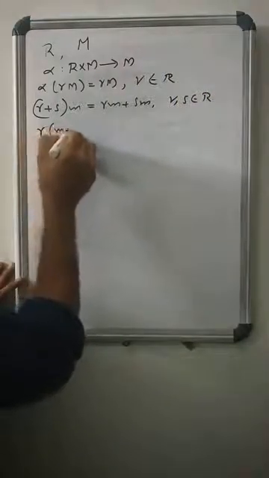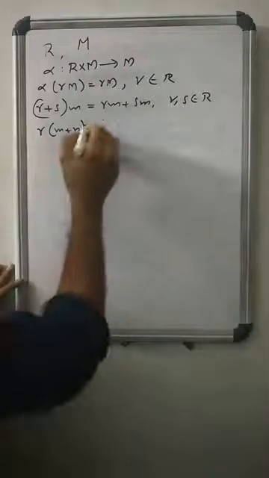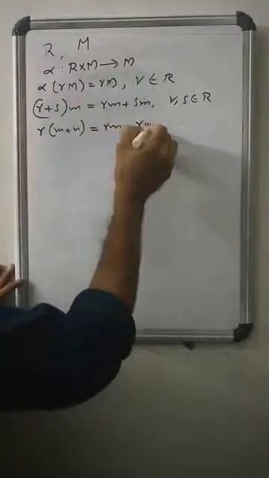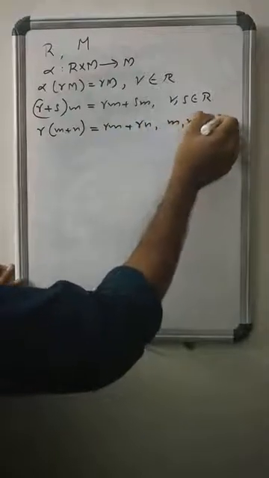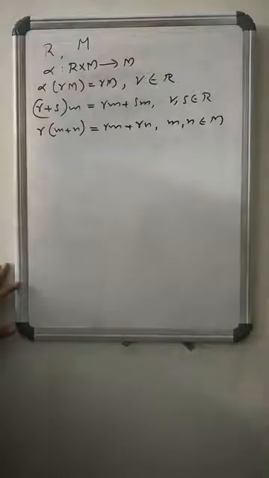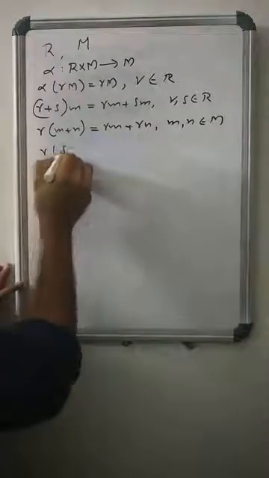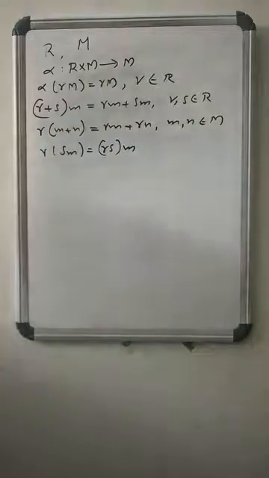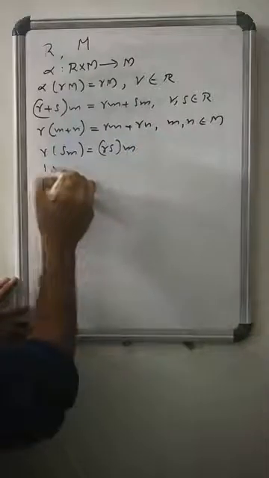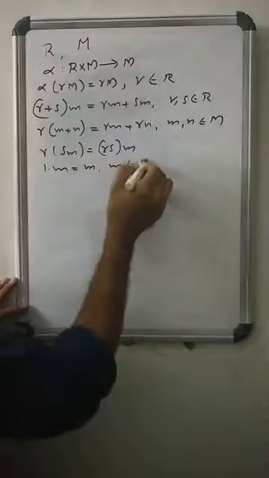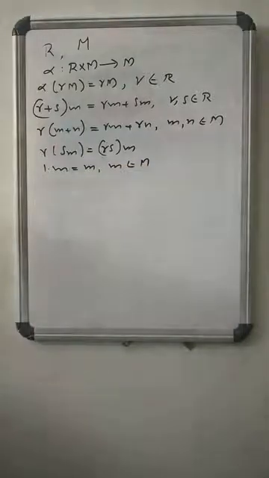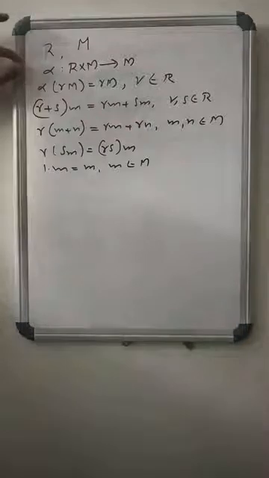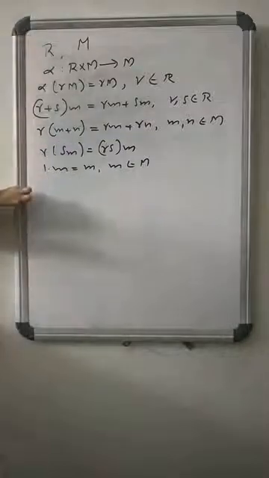Again, r into (m plus n) equals rm plus rn, where m and n are in M. Then r into (sm) equals (rs) into m, where again r and s are in R. Moreover, 1 into m equals m for all m in M. If M satisfies these properties and R is the ring, then M, written additively together with a function alpha from R cross M to M, is called an R module.